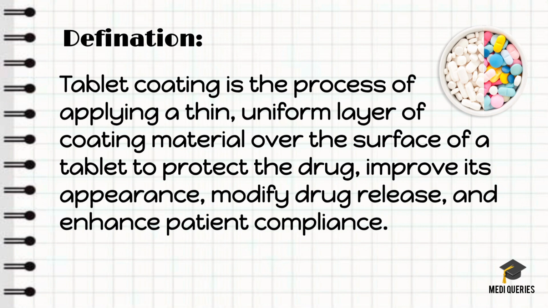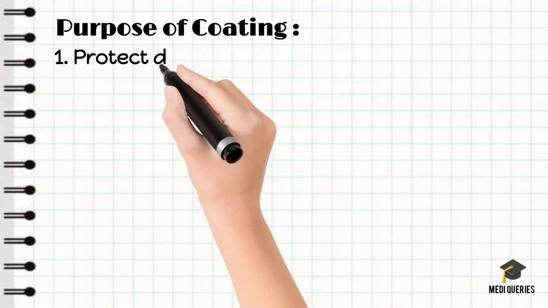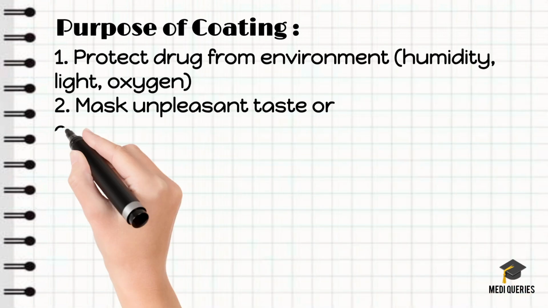It is mainly used to improve the product performance, the stability of the product, and also patient compliance. For all these reasons we need to perform tablet coating. So the main targets for tablet coating are to improve the performance of the product, and also the stability and the patient compliance. So we need to achieve these three targets. Let us see what the main purposes of tablet coating are.